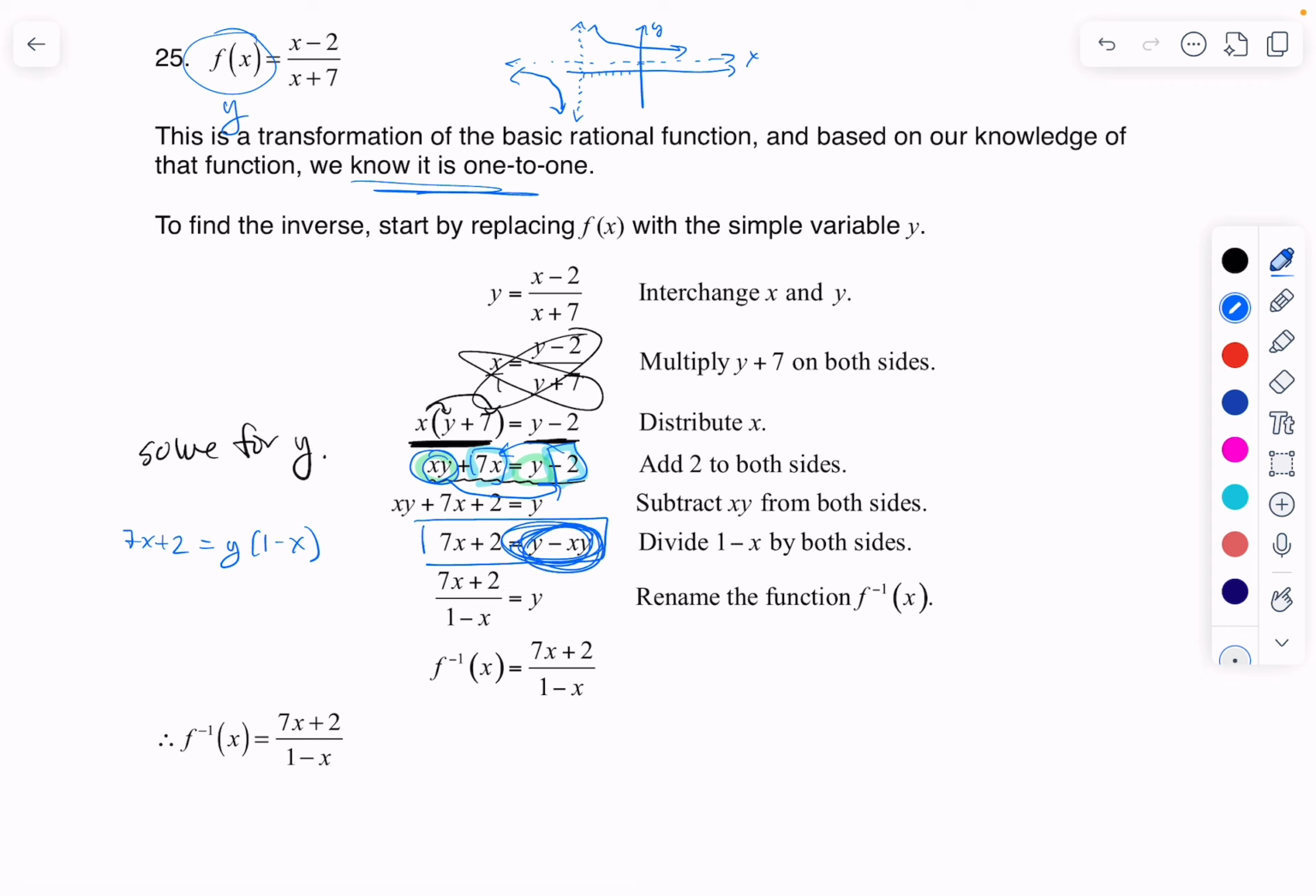So in those two terms, there's a GCF of y. I factor it out, and then that allows me to solve for y, because now what I want to do is divide both sides by 1 minus x, and all of a sudden y is all by itself. And so once I get here, I've found my inverse equation. I go back to using fancy function notation and I call it a day.